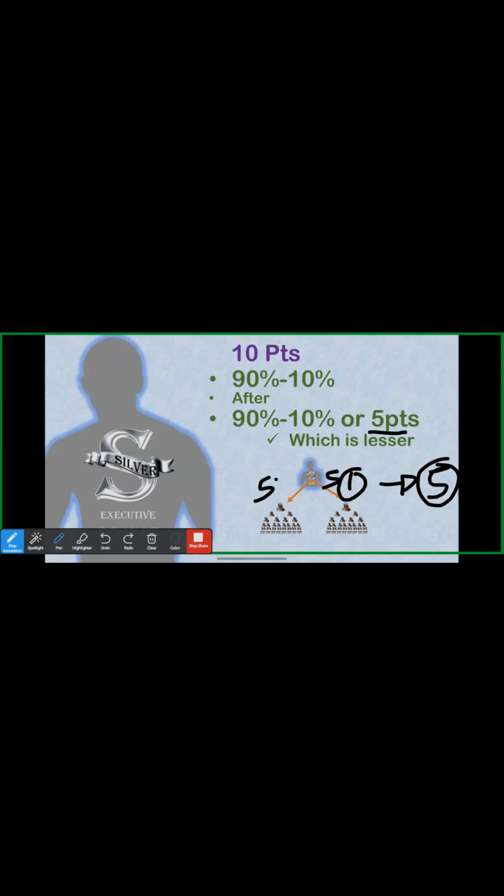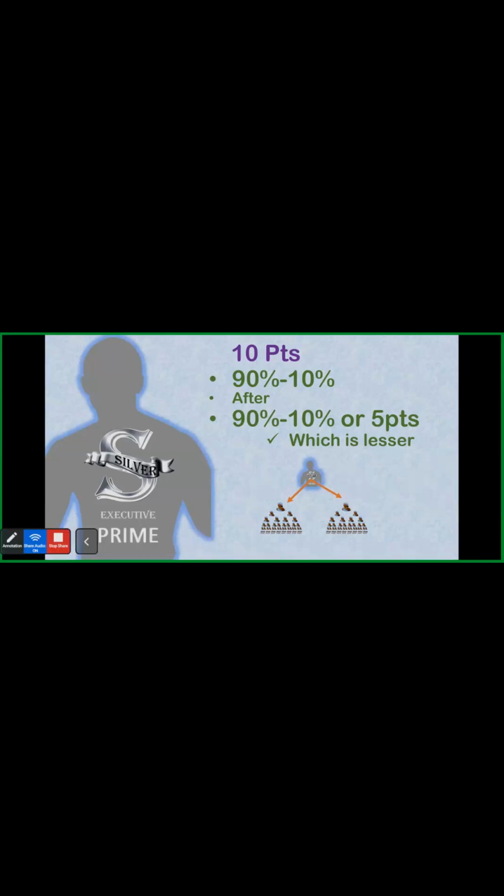sababu mnaweza uliza what if hii side initolee 8 na hii side ingine initolee 2, you are a silver executive prime. What if hii side initolee 7 na hii ingine 3, you are a silver executive prime. What if hii side initolee 6 na hii ingine 4, at least 1 point on this side, you're a silver executive prime. Sawa sawa. So that is it.